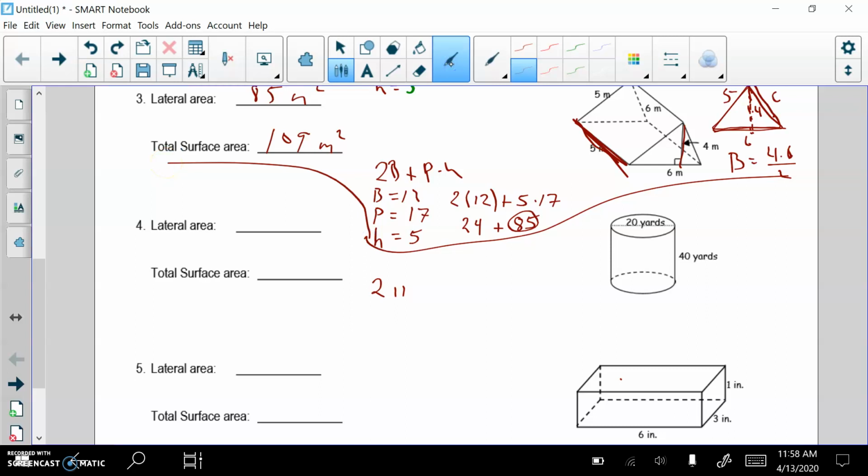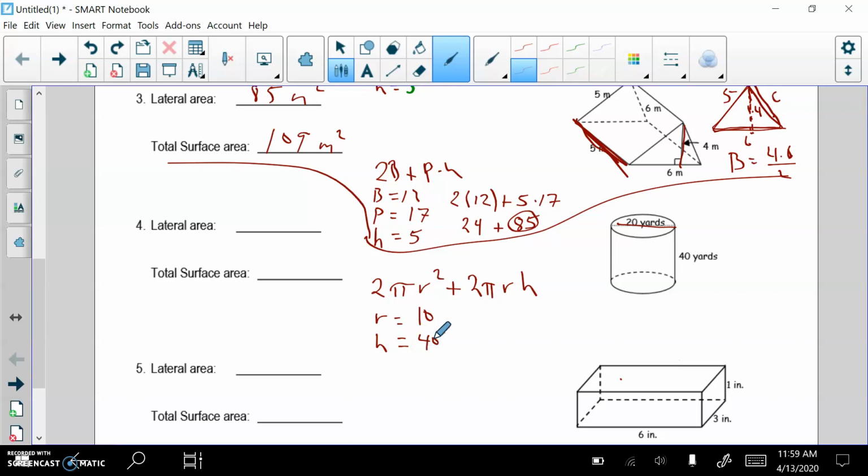Okay, so the equation for the surface area of a cylinder is 2 pi r squared, that's 2 circles, plus 2 pi r h. I really only have 2 variables for a cylinder. I have r and I have h, nothing else. My radius is 10. They give me the diameter of 20. So my radius is 10 and the height of my cylinder is 40.